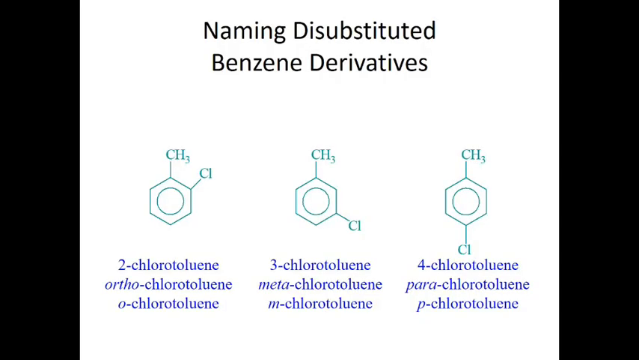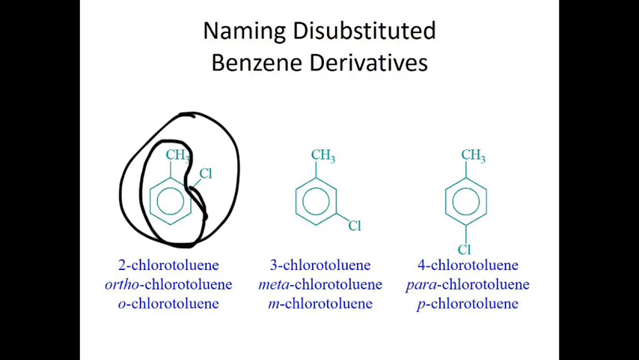Now, there's another way to name these same things. Here we could call this one chloromethylbenzene. We could say it's 1-chloro, 2-methylbenzene. Or we could name it as a substituted toluene, where this is the toluene part, and say it's 2-chlorotoluene.